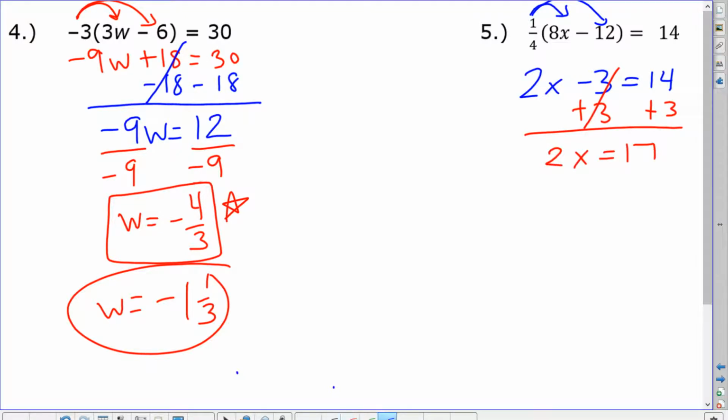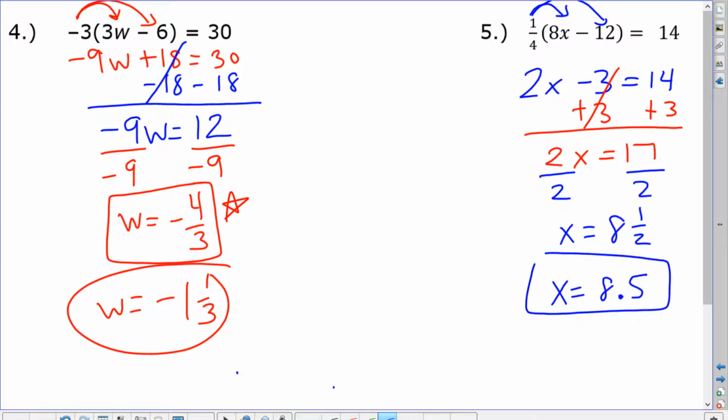I'm going to divide both sides by the coefficient and get my final answer. 2 goes into 17 8 times with 1 left over, or you could write it as a decimal. Both are acceptable. This one can be written in decimal form. This one cannot because it repeats. And even though I know you like to write that repeating bar, we're not going to use that.